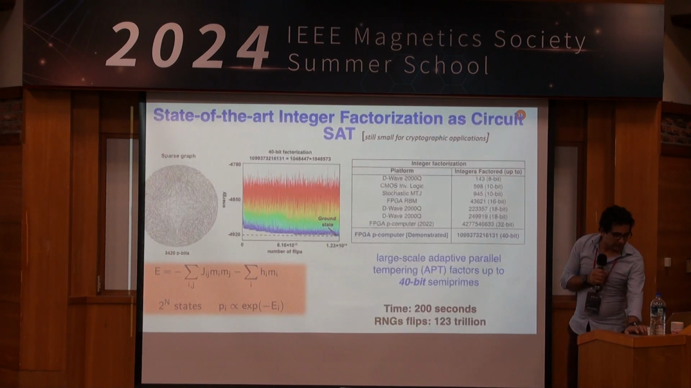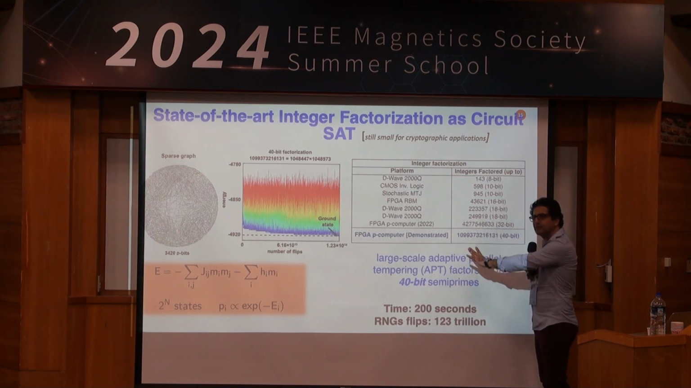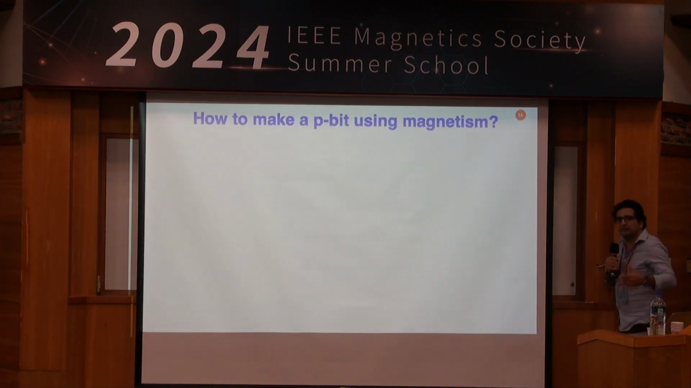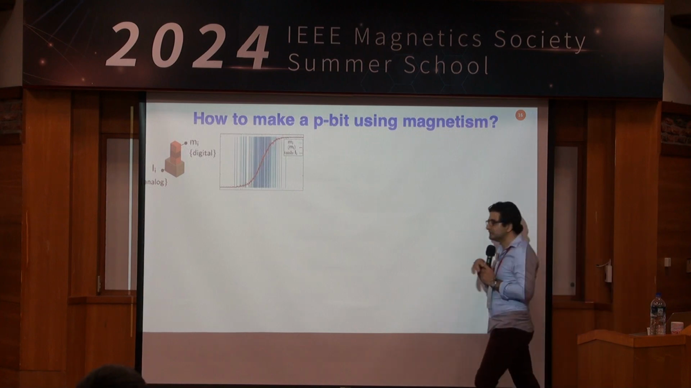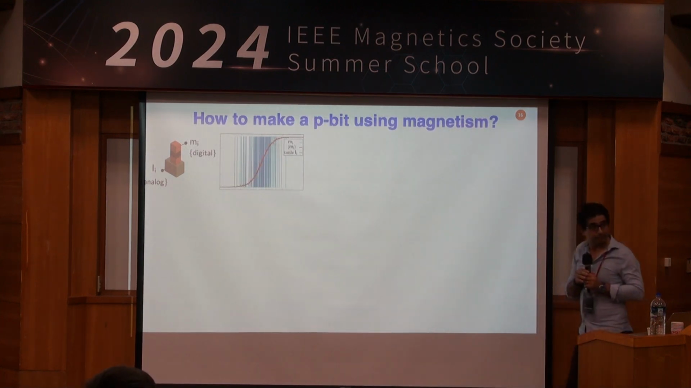Now, I want to switch for my last 10, 15 minutes. I want to show you how to build one. Let's get to the magnetism, but this part was abstract. How do you build a qubit with magnetism, right? And of course, this is the building block that we want. So you want this tunable probability, right?